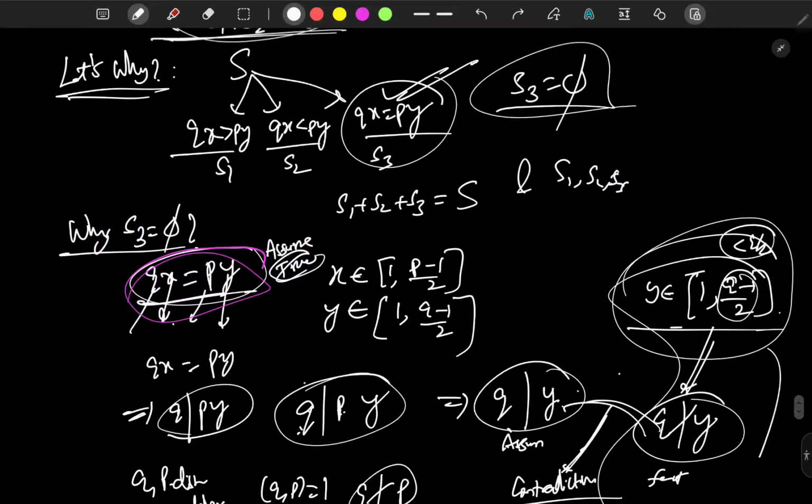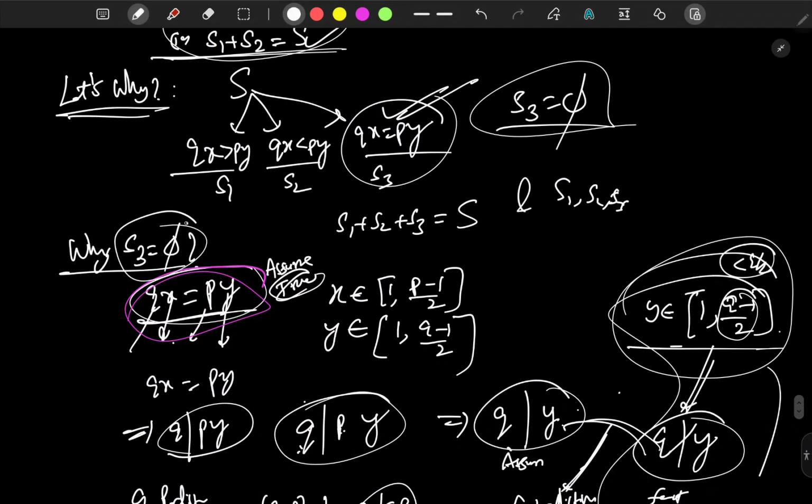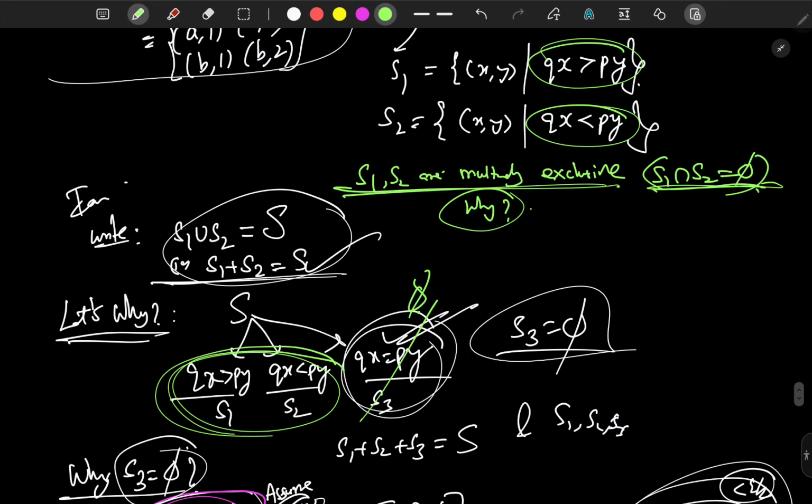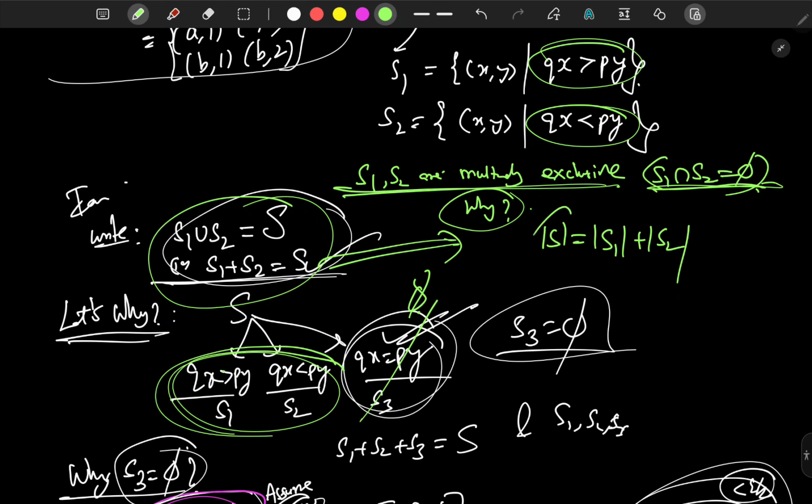So that means S3 is empty. So there are only these two cases, greater than and less than, so there will be no common elements. These are called mutually exclusive. So I can say that S1 plus S2 equals S. From this relation I can write: mod S equals mod S1 plus mod S2. Mod S is (p-1)/2 times (q-1)/2, equal to mod S1 plus mod S2. This is equation number 1.